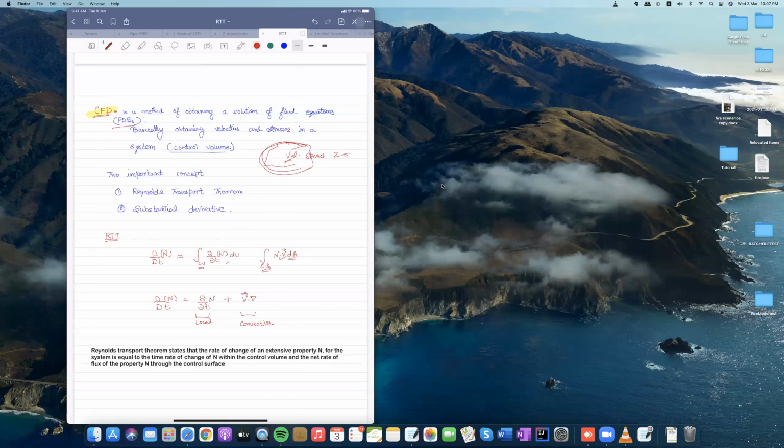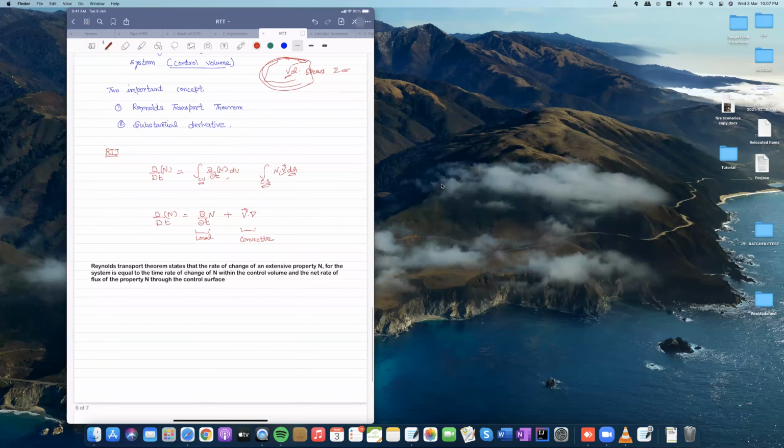So before we go further, let's understand two important concepts which will come up whenever you are reading a book or going anywhere, when you want to know about CFD. These two concepts will always come to you and you have to try to understand what they actually mean. So let's understand some physical understanding of these important concepts. First is Reynolds transport theorem and another is substantial derivative. So what actually does that mean? First is Reynolds transport theorem.